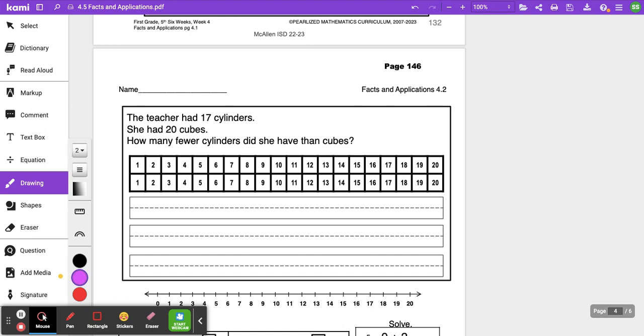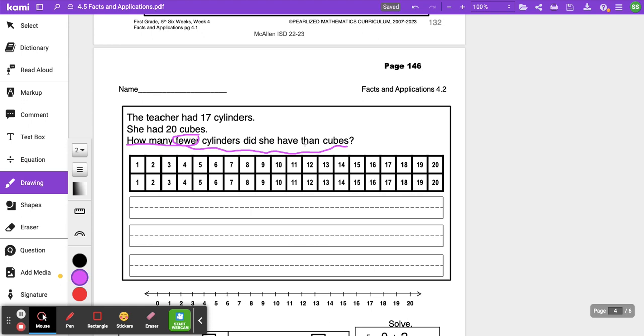This is page 146, and here we're going to read it together. The teacher had 17 cylinders. Remember what a cylinder looks like? Like a glue stick. She had 20 cubes, like 20 little blocks. How many fewer cylinders did she have than cubes? Here's my question. How many fewer cylinders did she have than cubes? What do you see here that is important?